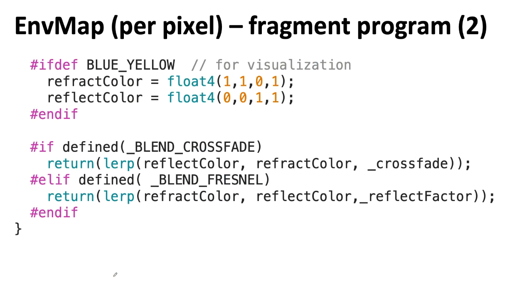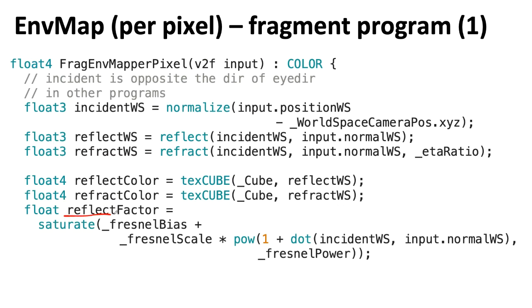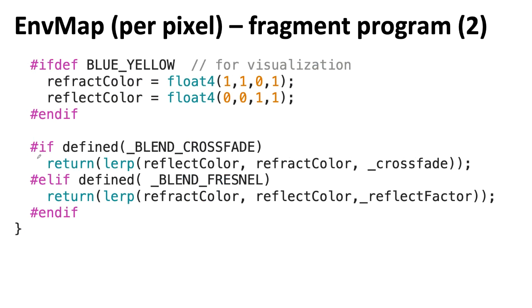And then here, for the first time, I'm using these check marks and these pull-down menus. If the blue-yellow option is checked, then I just ignore whatever the cube map lookups are and replace those with yellow and blue. And so if I have this checked, the refracted color is yellow and the reflected color is blue. So this is very useful for visualizing how this formula for the reflect factor works. And here we implement the effect of the drop-down menu. So in those pragmas, we stated that we had a blend crossfade and a blend Fresnel.